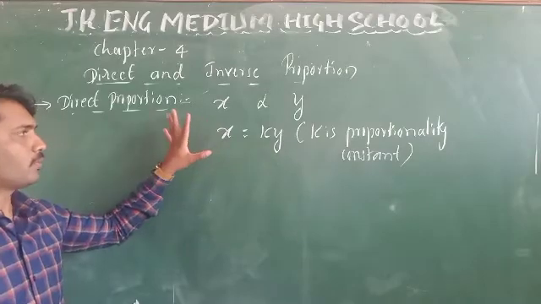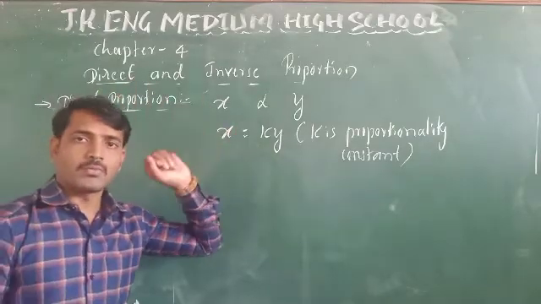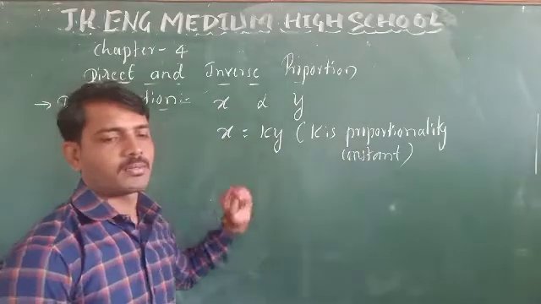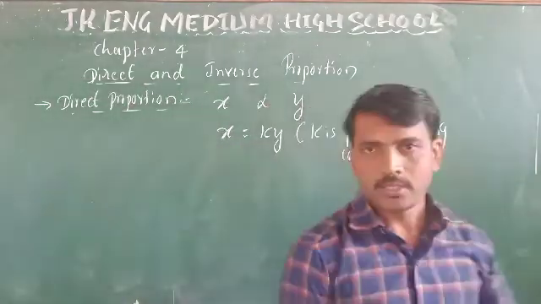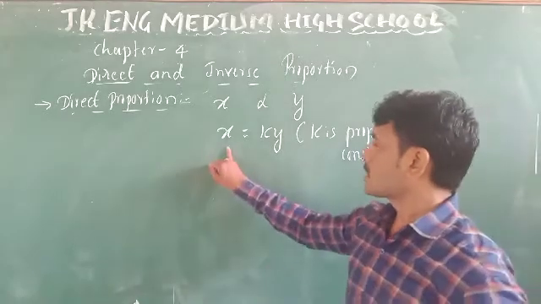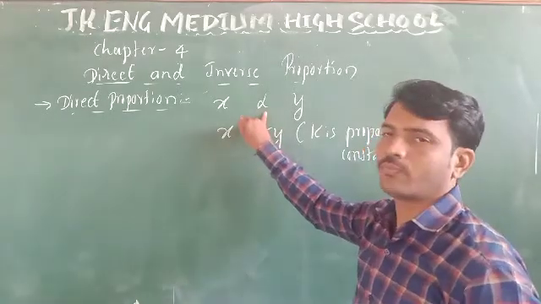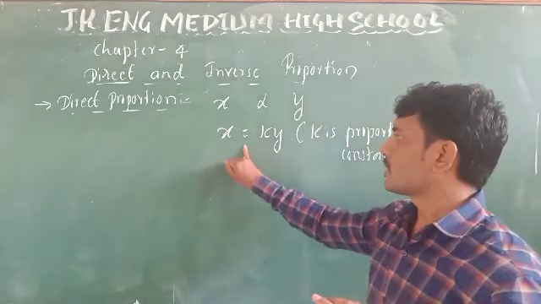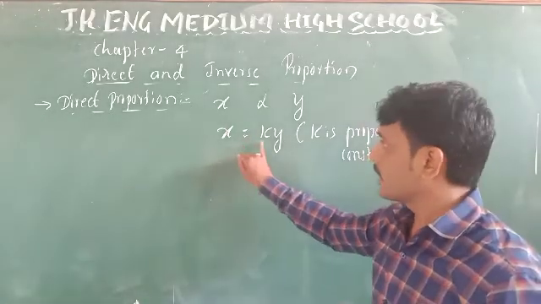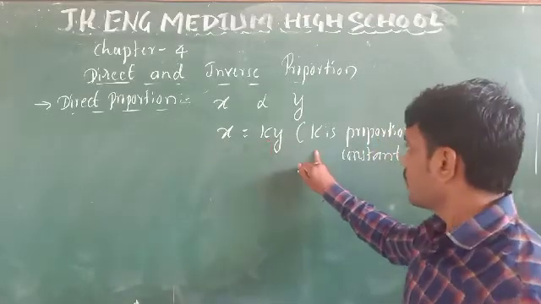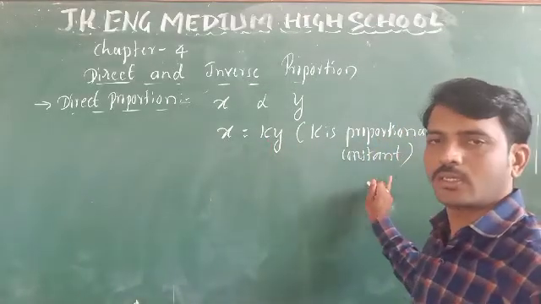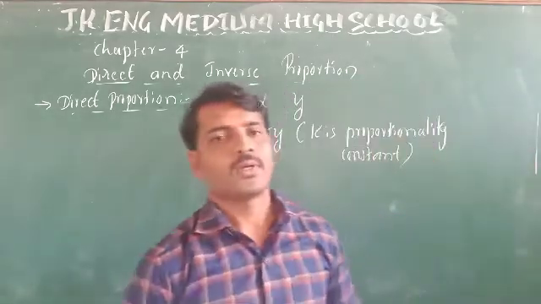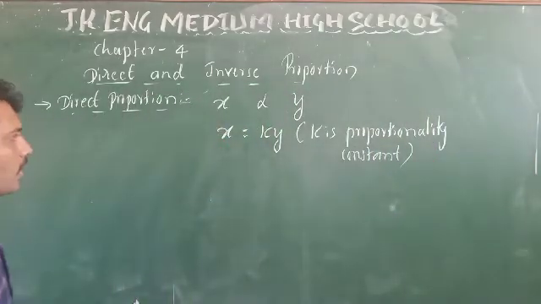For example, if you want to find out any value, what will we do? We will take any one sign like plus, minus or equal. So that's why x is equal to k y. Instead of the proportionality sign, I have taken the equal sign, and the equal sign will take k. So what is k? k is a proportionality constant. This is the general form of direct proportion.